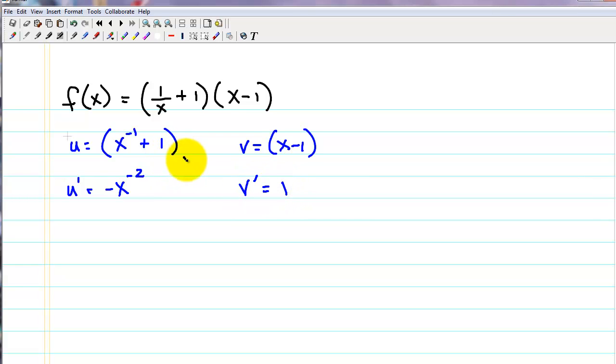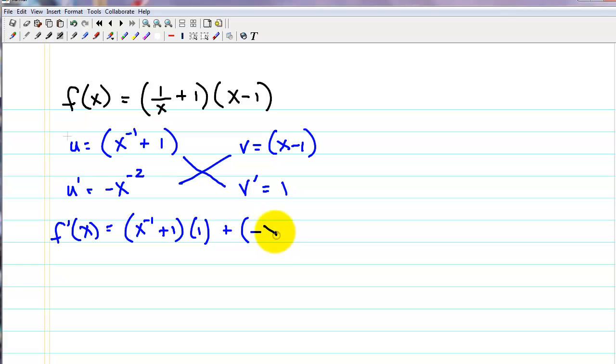And if we cross multiply on this rectangle here we end up with our derivative rule, because we end up with u times v prime and u prime times v. So we just cross multiply. So I've got x to the minus 1 plus 1 times 1 plus, in this direction, negative x to the minus 2 times x minus 1.